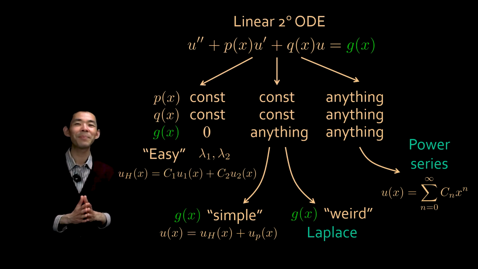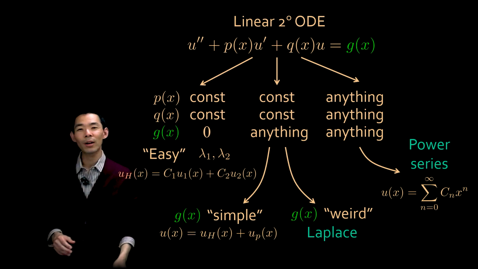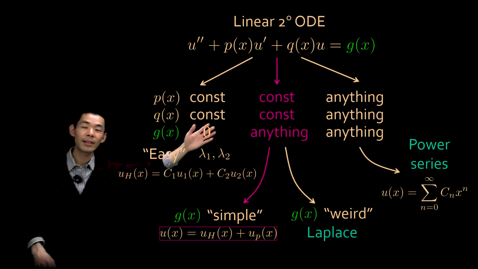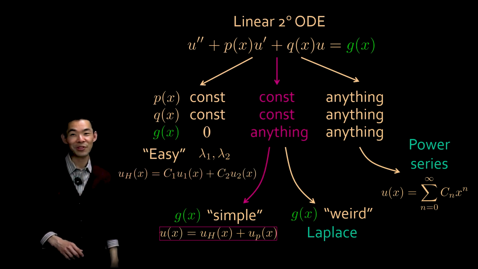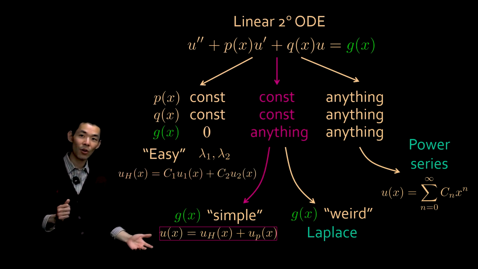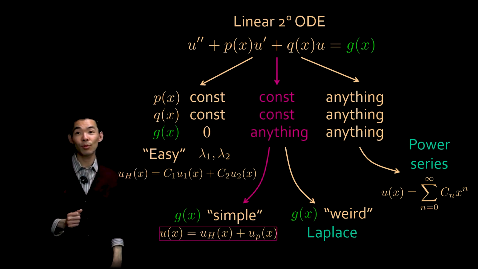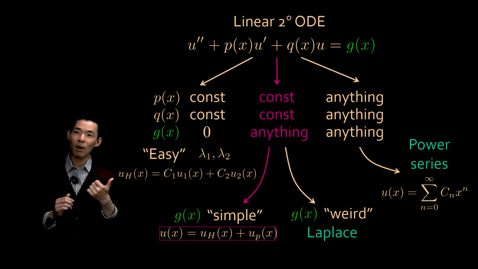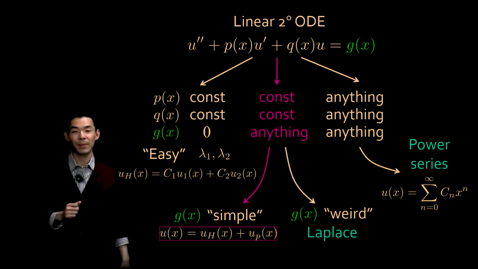But for today, let's still consider this middle case, when p, q are constants and g of x can be anything. In particular, let's cover the case where it is what I'm going to call a simple function, such that you can just take your homogeneous solution that you already have, add to that a particular solution, and you're all done. So you already know how to solve the homogeneous solution. We're going to focus today on how to solve the particular solution u sub p.